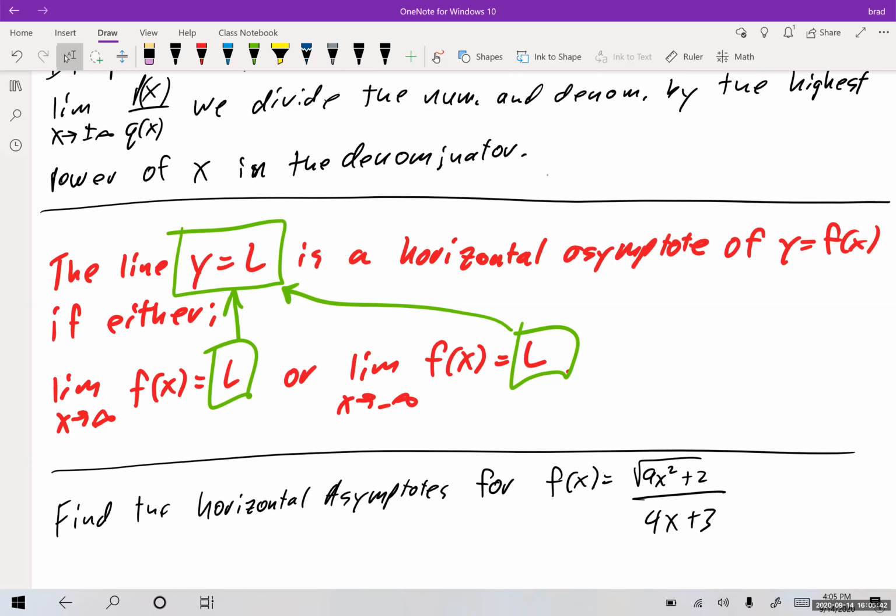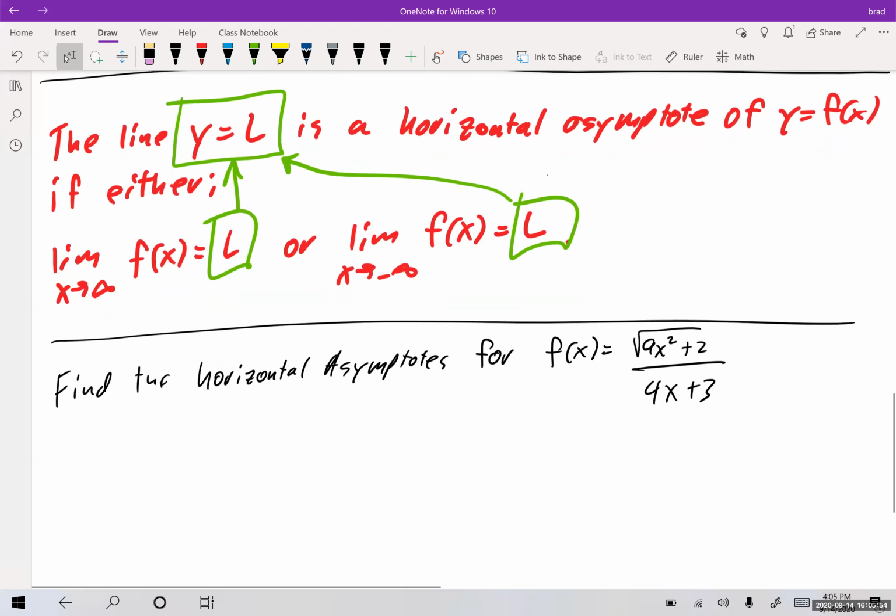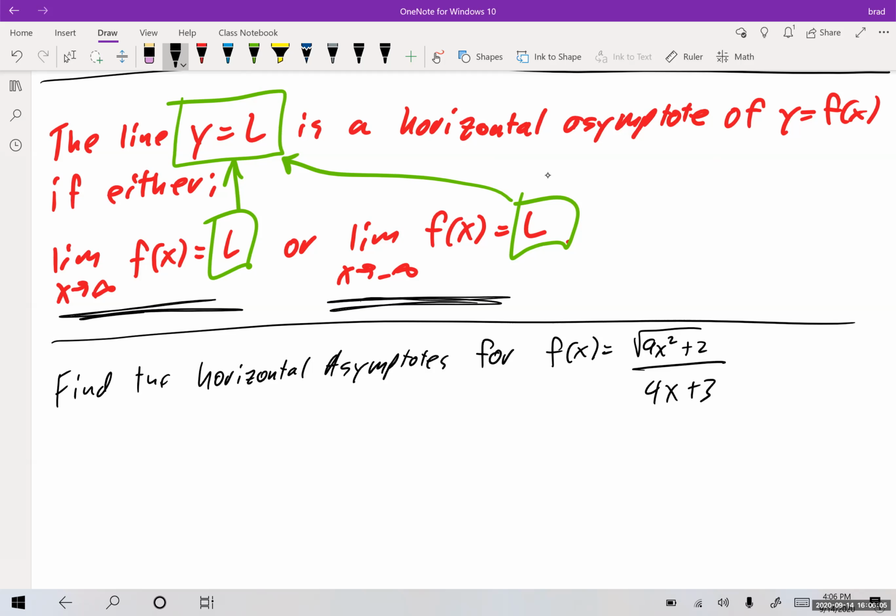With rational functions, there's usually only the one horizontal asymptote. You can get vertical, horizontal, or slant asymptotes. But with other types of functions, you have to be a little bit more careful. So I'm going to show you the harder one first. We're going to go to positive infinity and to negative infinity. The first one I'm going to do is negative infinity because it's a little bit harder. So I'm going to do the limit as x approaches negative infinity of the square root of 9x squared plus 2 divided by 4x plus 3.